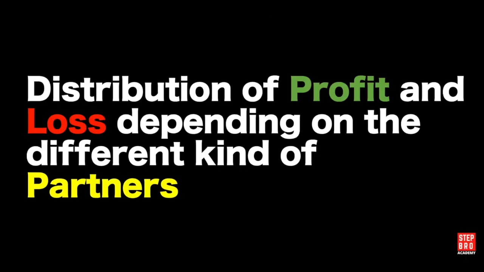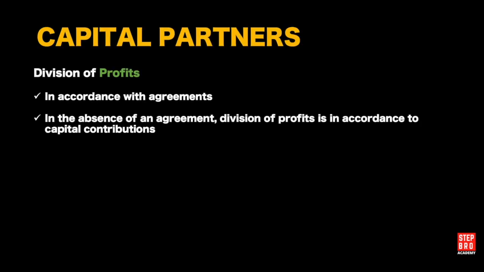My name is Simon Chen, and today I'll be discussing the distribution of profit and loss depending on the different kinds of partners. First, there are two partners. The first one is the capital partners, and the second one is the industrial partners. So let's go. In the capital partners, the division of profits has two ways. First, in accordance with agreements between the partners. In the absence of an agreement, the division of profit is in accordance to capital contributions.